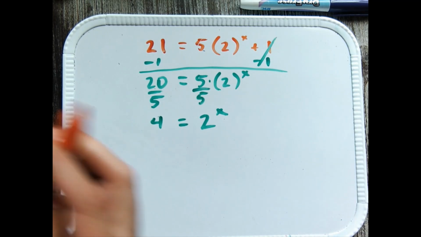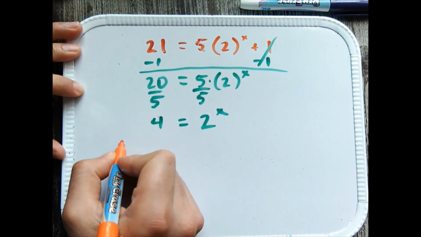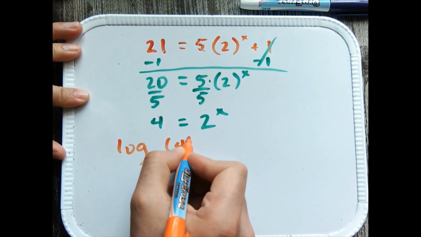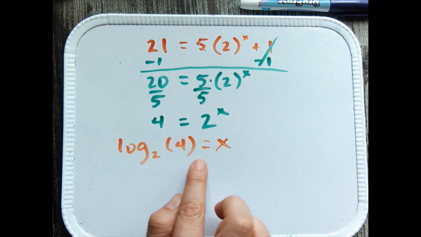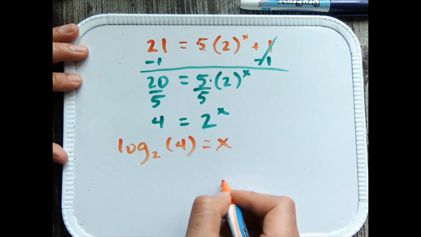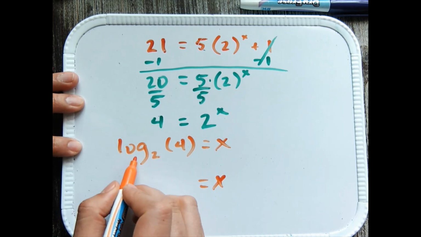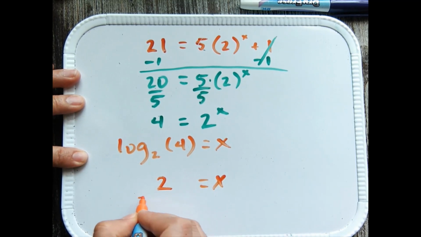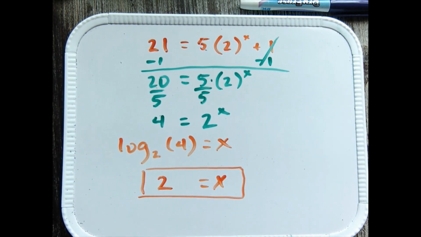Now, to get rid of my base, again, I have to rewrite it as a log. So I'm going to have log of base 2 of 4 is equal to x. And again, this part you have to plug it into your calculator and evaluate. And let me make sure I give you the right value. And you simply get log of base 2 of 4, that is equal to 2. So x is equal to positive 2.